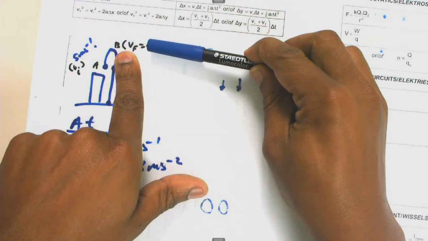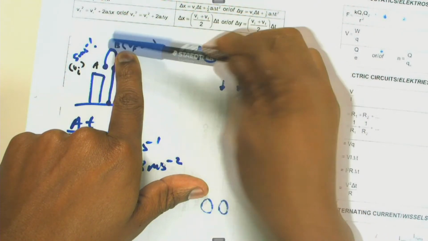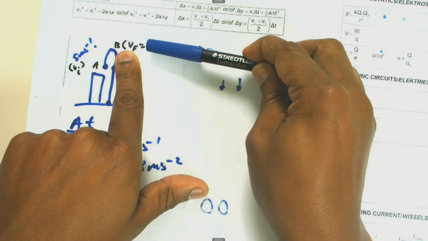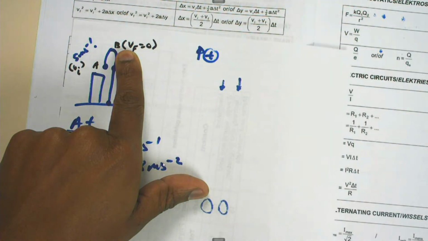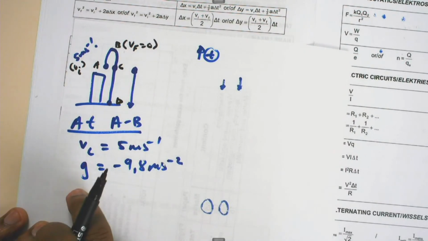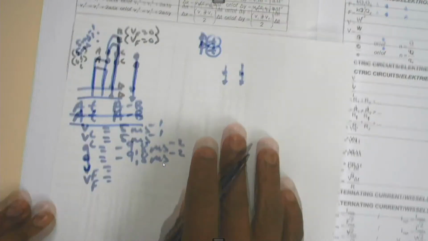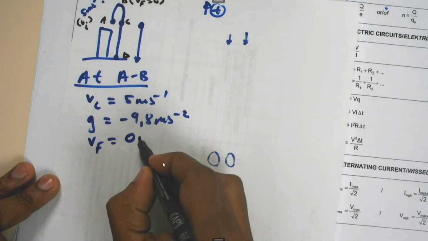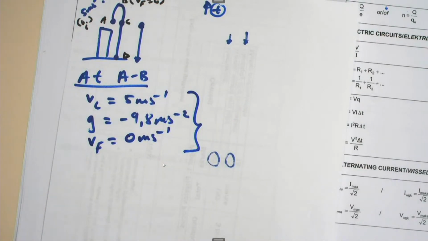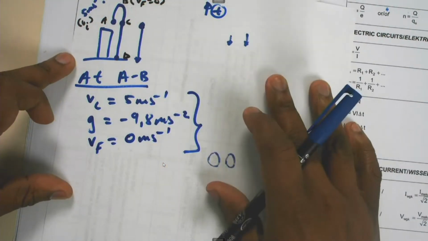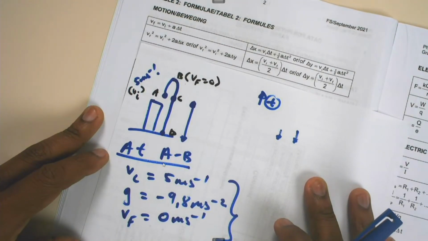The V final at B, if I don't know that at maximum height V final is equal to 0, because I am not going to be given that in an exam, I will not be able to get my other variable. So once I know VF is equal to 0 meters per second, then it means I have the 3 that I need. With these 3 that I need, I can be able to say which equation is applicable for me.